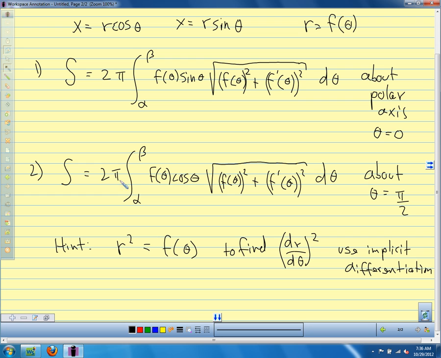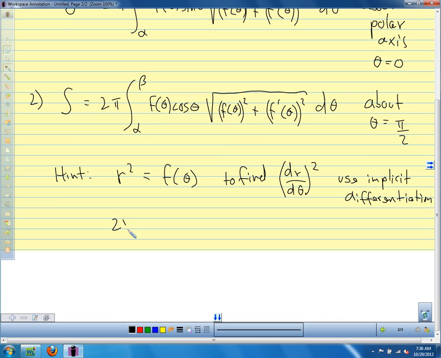So if we use implicit differentiation on here, we get 2r dr/dθ equals f prime of θ, whatever our expression is for r squared. And then we can simplify this to find dr/dθ rather than taking the square root and then integrating.